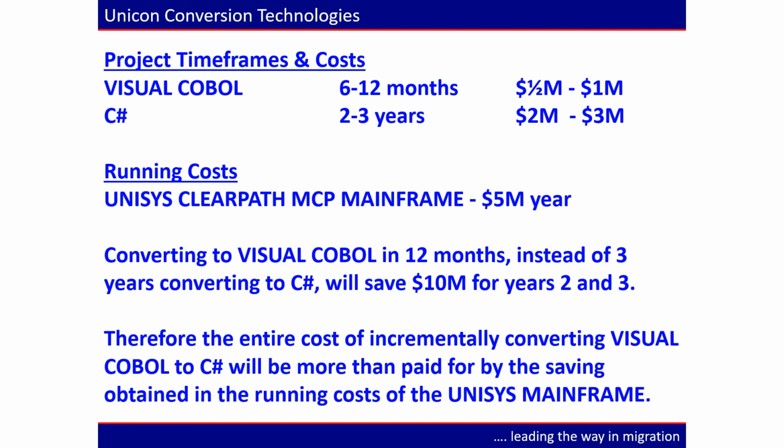Converting to Visual COBOL in 12 months instead of 3 years converting to C# will save $10 million in years 2 and 3. Therefore, the entire cost of incrementally converting the Visual COBOL to C# will be more than paid for by the savings obtained in the running costs of the Unisys mainframe.